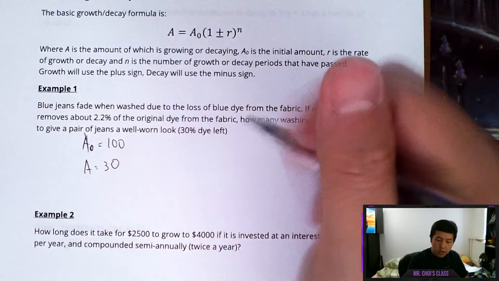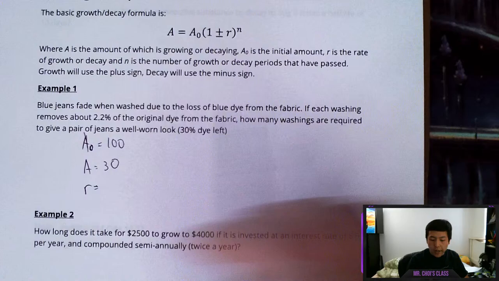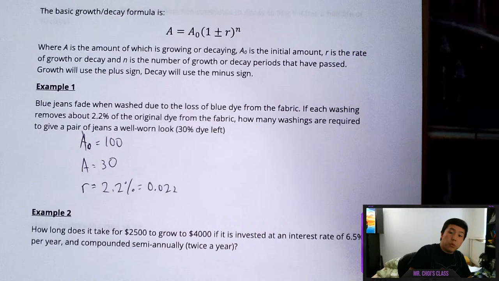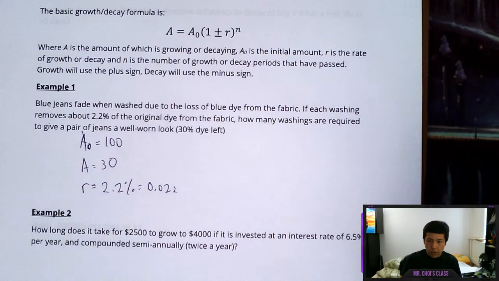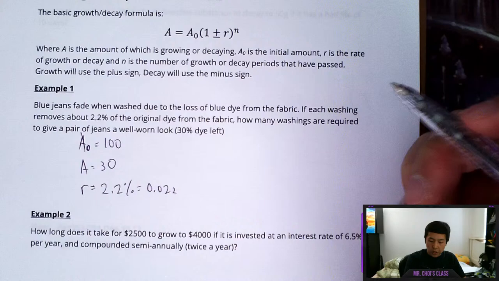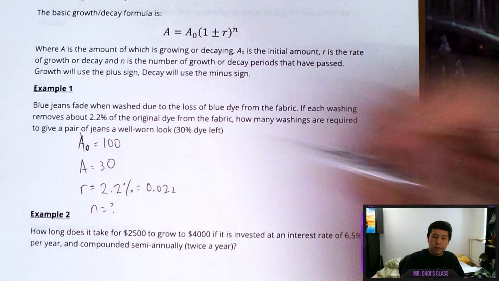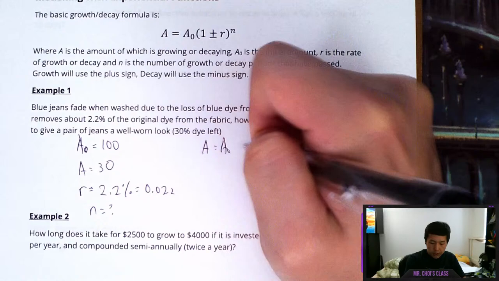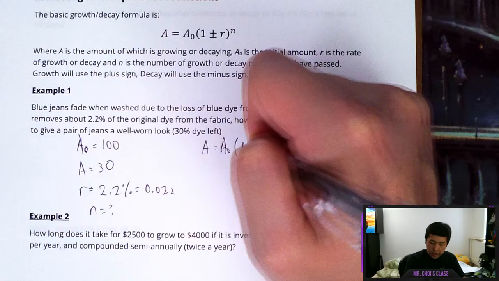Then what else are we given? We're given the rate, and we are losing 2.2%, which we can convert to 0.022. So we don't ever use percentages within our equations. We always convert them to a decimal. Once we have that down, we need to figure out how many washings are required. So we don't know n, the number of washings required to make this come true. So our formula, when we take our original formula, A is equal to A naught of 1, and since this is a loss, it'll be subtract 0.022, to the power of n.